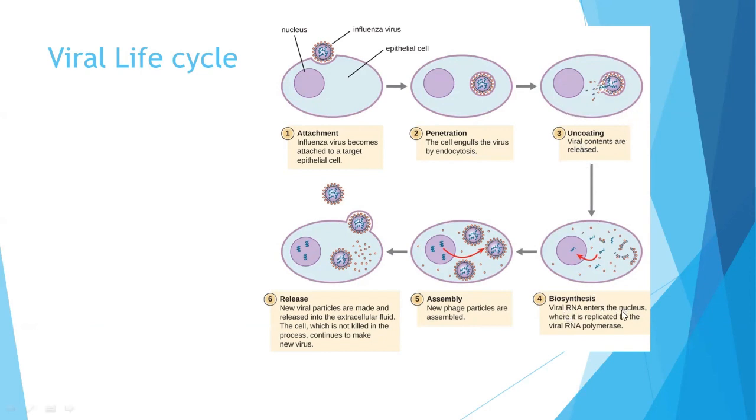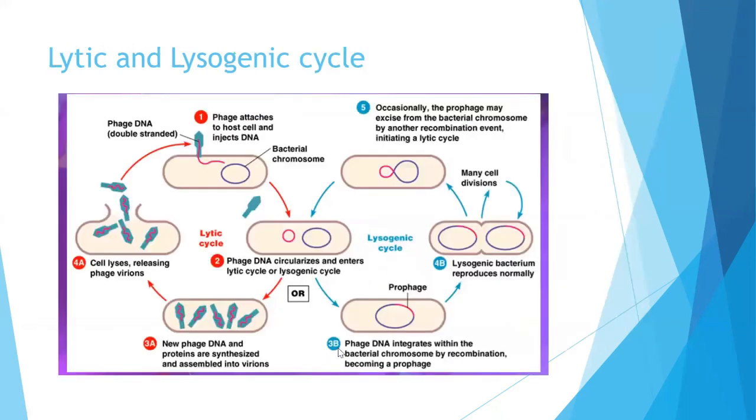Then the viral RNA enters the nucleus, where it is replicated by the enzyme viral RNA polymerase, the RNA-dependent RNA polymerase that we have talked about. Then there is assembly, where new viral particles are assembled. The new viral particles are released into the extracellular fluid, and the cell, which is not killed in the process, continues to make new virus.